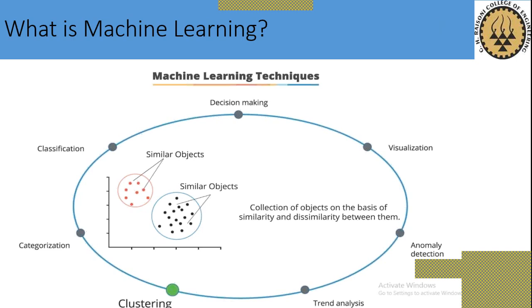While in clustering, we don't have labeled data. The data is available as unlabeled data, and the grouping of objects is based on the similarity and dissimilarity between them. So we do not first give the label to the students. On the basis of that, we find some similarities and some dissimilarities between them, and then we can categorize them. That is called clustering.